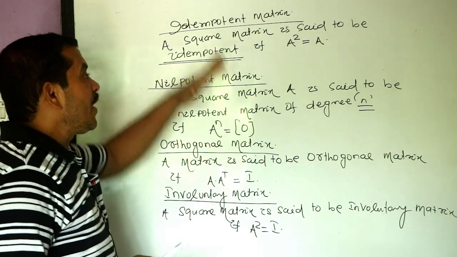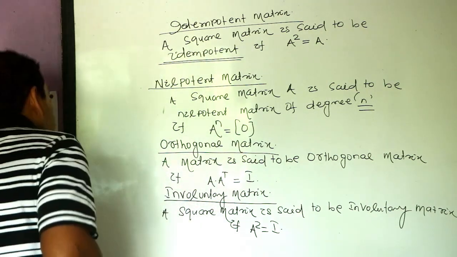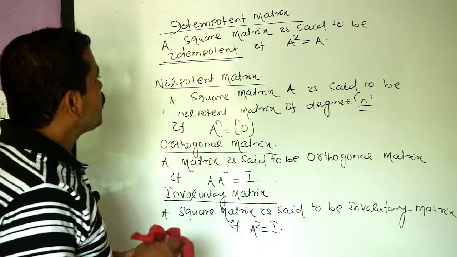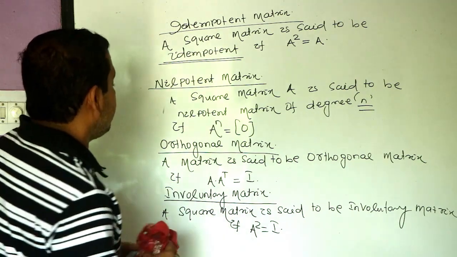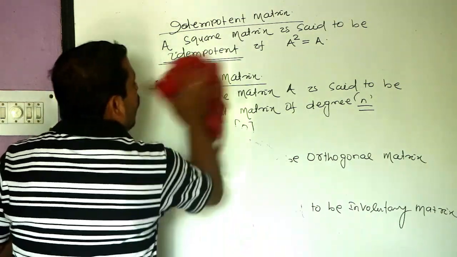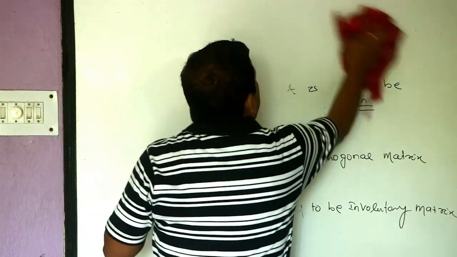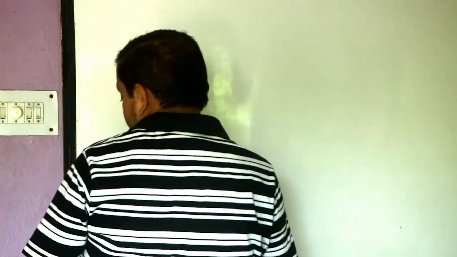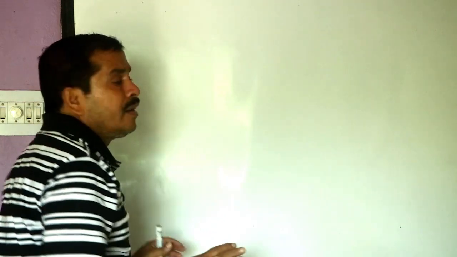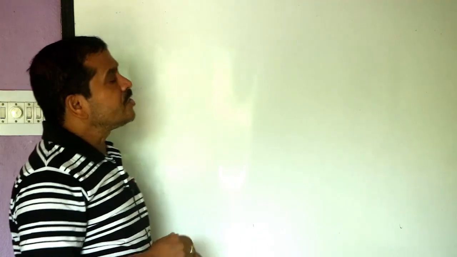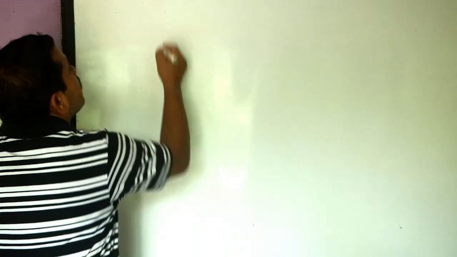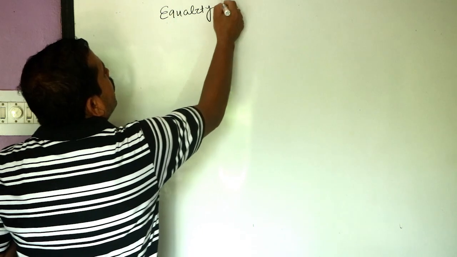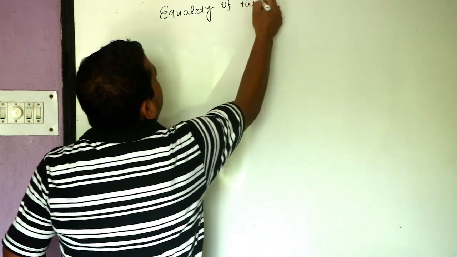These are the different types of matrices. There are also other types of matrices, but in our plus 2 courses that is sufficient. Upper triangular matrix, lower triangular matrix, Hermitian matrix, skew Hermitian matrix, there are different types of other matrices also, but in our plus 2 courses that is sufficient. Next, equality of two matrices.